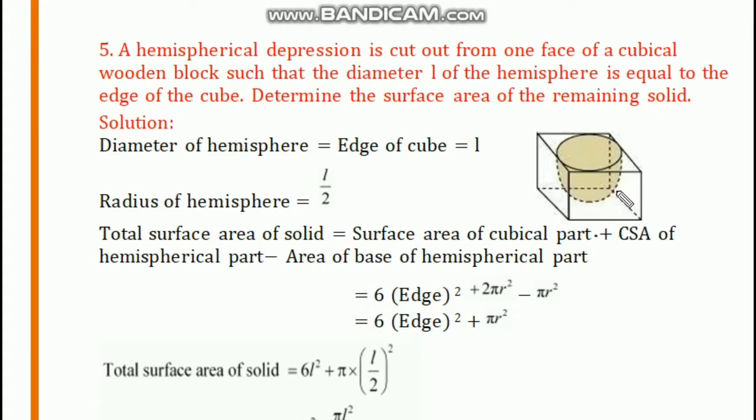So that means we need to find out the surface area of the 5 sides, and we need to find out the surface area of the inside. Actually, the hemisphere is cut out from the cube, so that cut out portion also we need to find out.